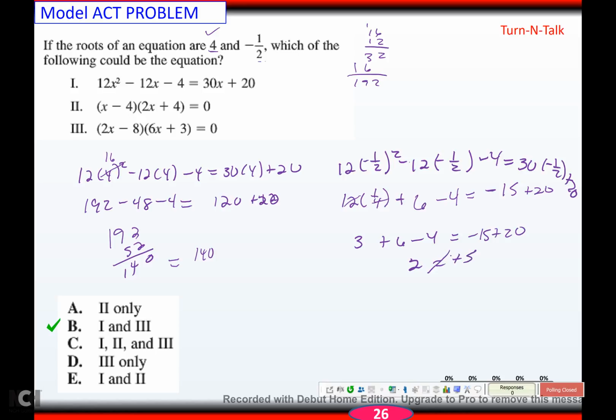Okay, so that's 9 minus 4 is 5. 5 does equal 5, so negative 1/2 is true.